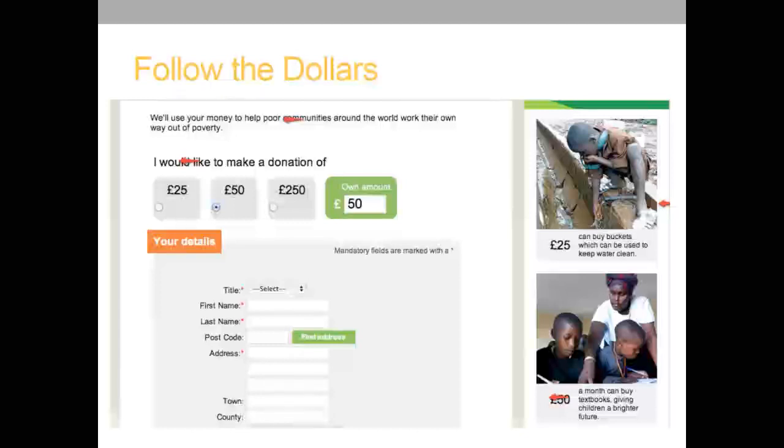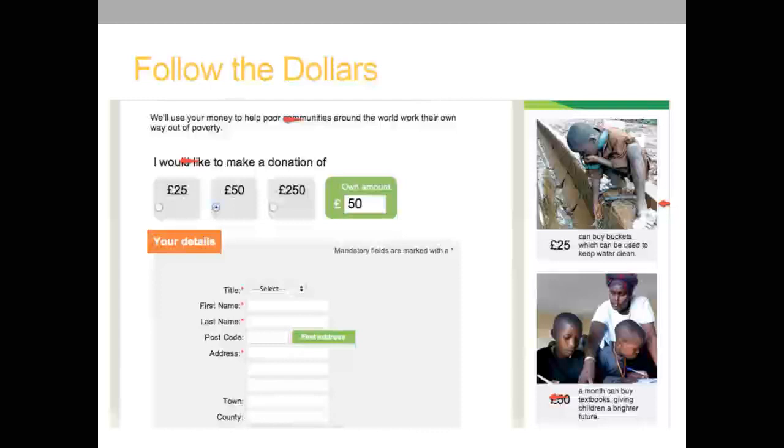So what you can do on your donate page is make a clear correlation between the dollars that you're asking for, 25 pounds in this case, and where the money is going, what it will help your organization do. And here you can see the option is 25 pounds, and 25 pounds can buy buckets, which can be used to keep water clean.